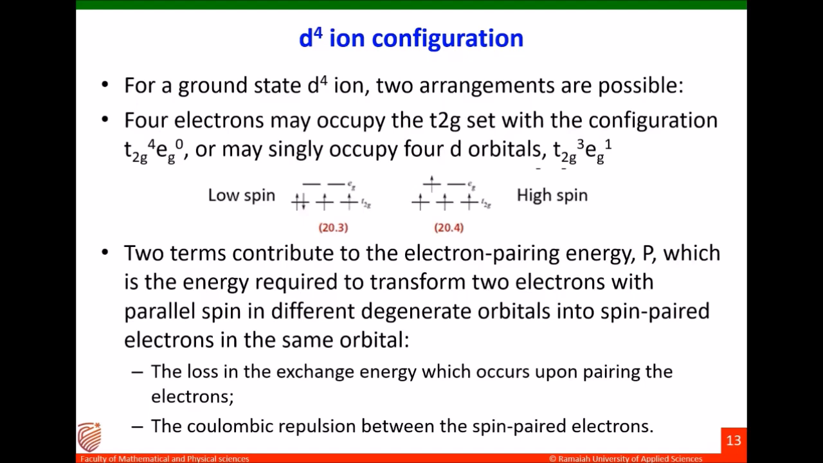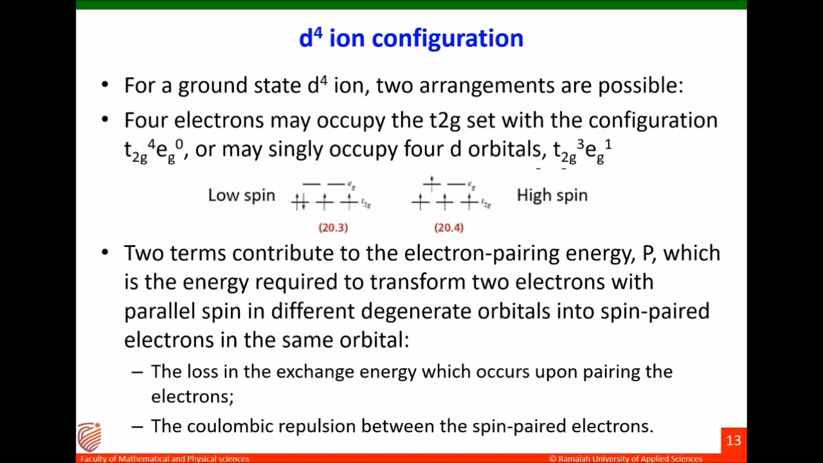So I am repeating the sentences. Two terms contribute to the electron pairing energy P, which is the energy required to transform two electrons with a parallel spin in different degenerate orbitals into spin paired electrons in the same orbital. The loss in the exchange energy which occurs upon pairing the electrons, and the Coulombic repulsion between the spin paired electrons. So the electron pairing energy P accounts for these two terms.